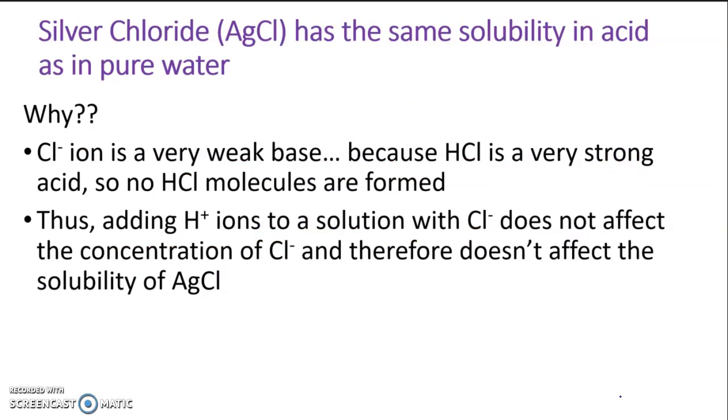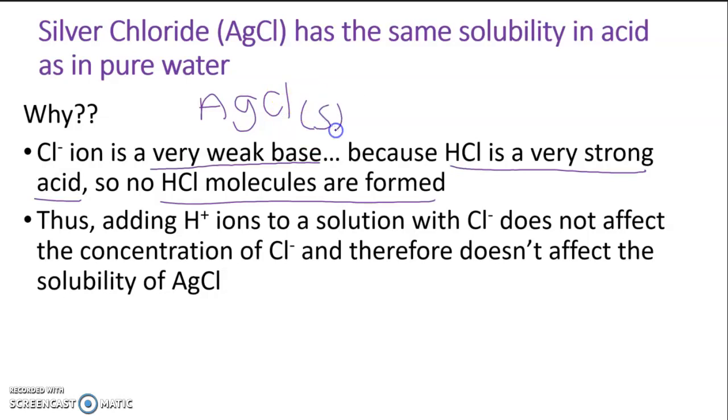Now, silver chloride has the same solubility in acid as it does in pure water, so acidic solutions don't make any more dissolve. And the reason why is that the chloride ion is a very weak base because HCl is a very strong acid. And so no HCl molecules are formed. It might help if you look at our original reaction.